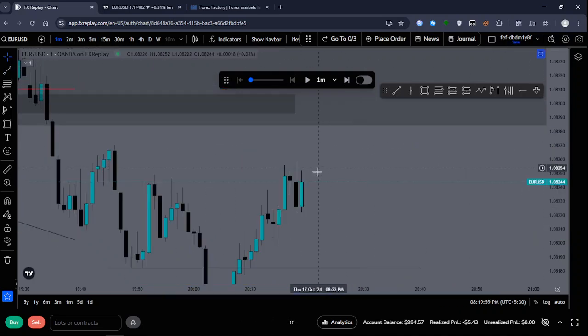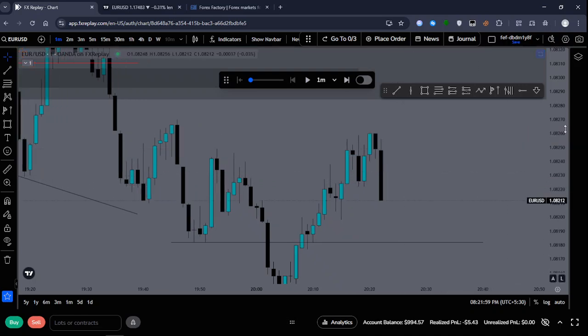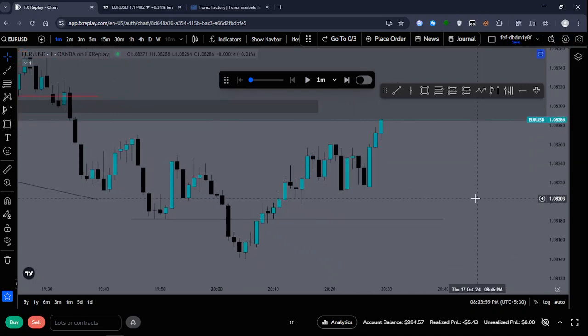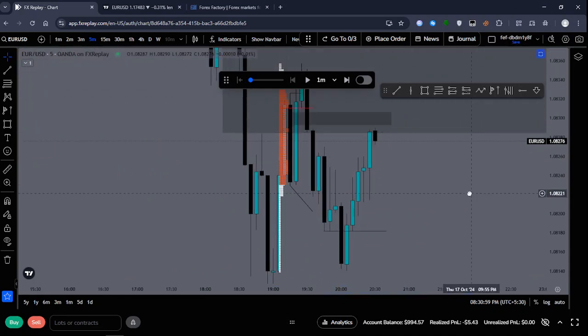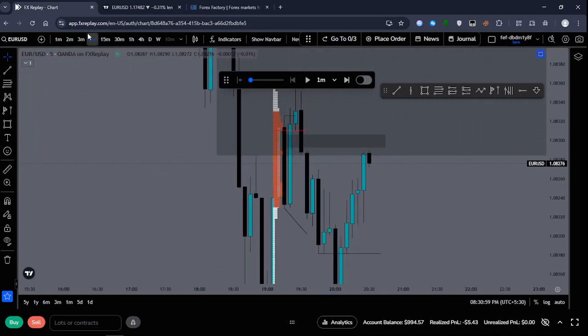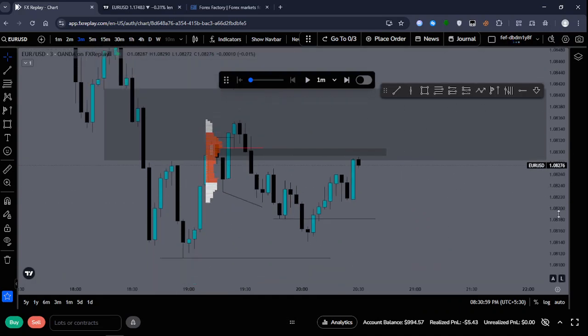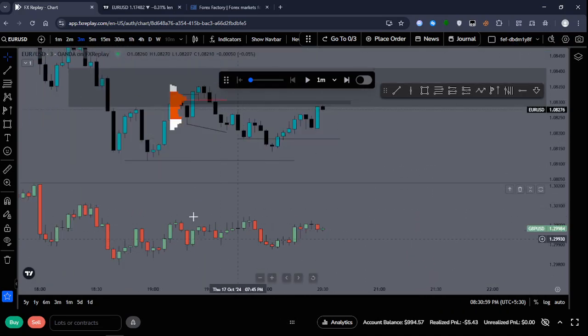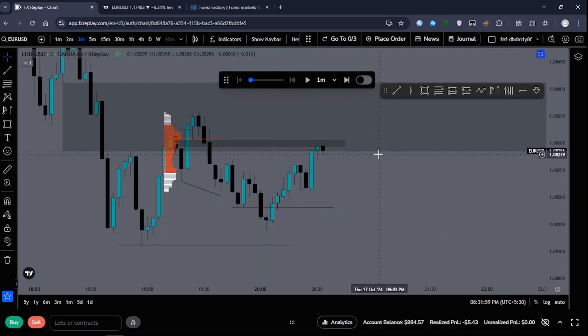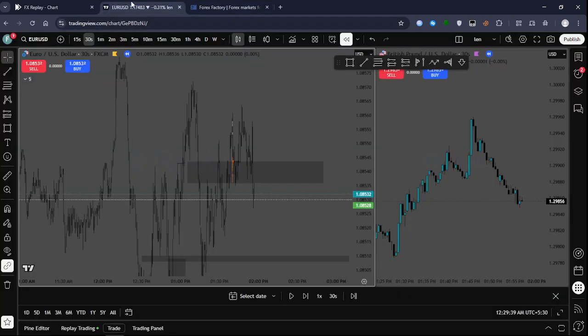Displacement to the upside. Came back. 5 minute, it went back inside that inverse fair value gap. I just want to see price go back into the inverse, respect this, and displace lower. Now I don't want to. There's lots of things going on. First of all, I don't like it, so I'm going to check out if it's respected or not.